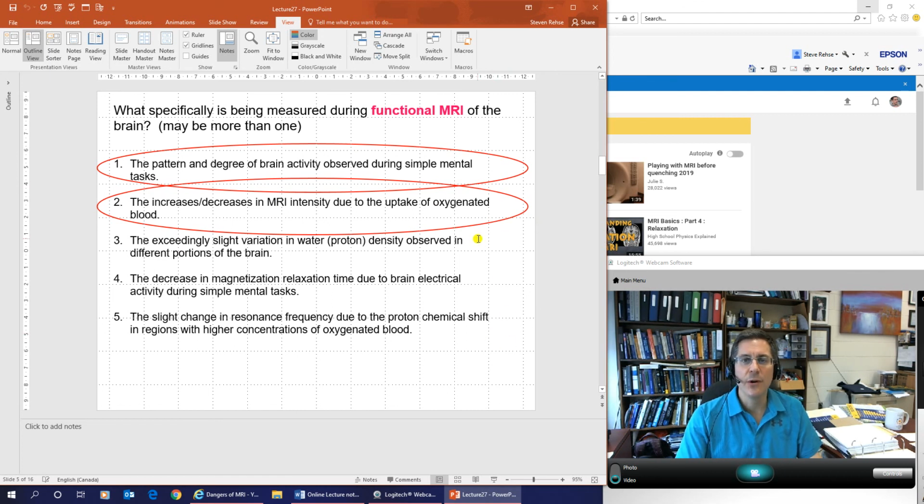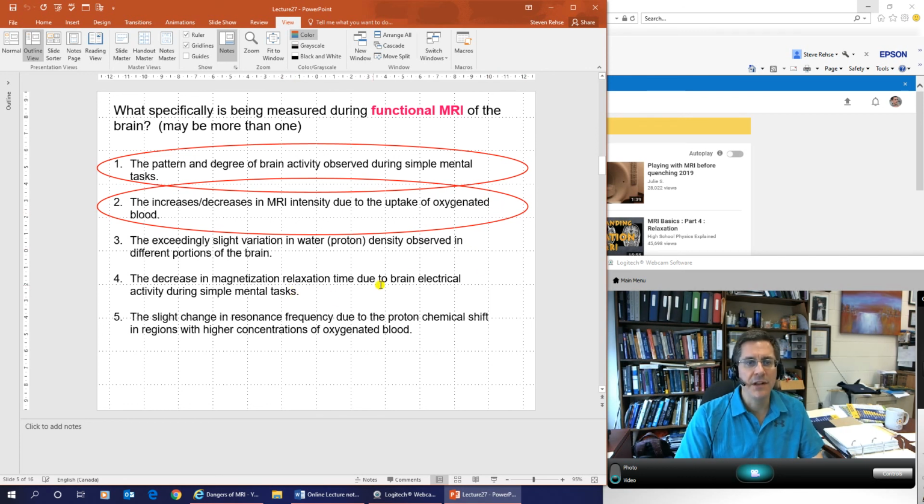Always, as you're going through these, be thinking, why are the wrong answers wrong? It's not just why are the right answers right. Why are your wrong answers wrong? The exceedingly slight variations in proton density observed in different parts of the brain. No, there are different proton densities for sure, and when you do a proton density map of the brain, you can measure these proton density variations, but that's not functional MRI.